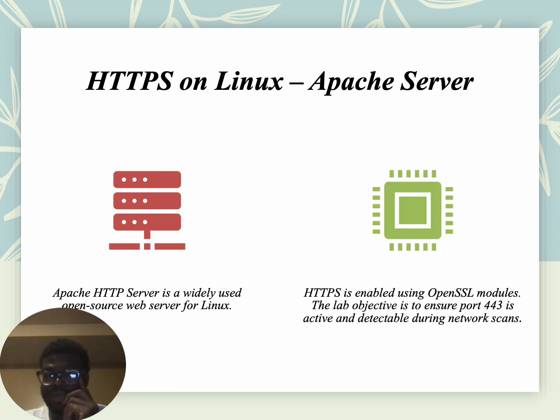And then HTTPS on Linux Apache server. Apache HTTP server is a widely used open source web server for Linux, and HTTPS is enabled using OpenSSL modules. The lab objective is to ensure port 443 is active and detectable during network scans. So this is telling us that the objective is to ensure that port 443 for HTTPS is active and detectable during network scans.